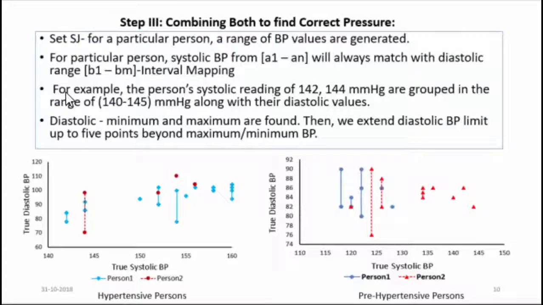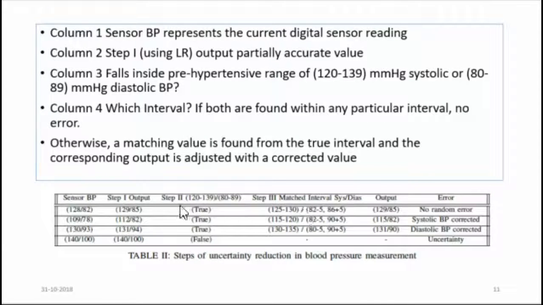Now let's check. For a particular person's blood pressure, it has been noticed that a range of values are seen. When we measure with a digital sensor, the BP sensor from Cooking Hacks, we get this. After using model 1, that is the accuracy model, we get a value like this, and we check whether it falls in the hypertensive zone. Yes, it falls.